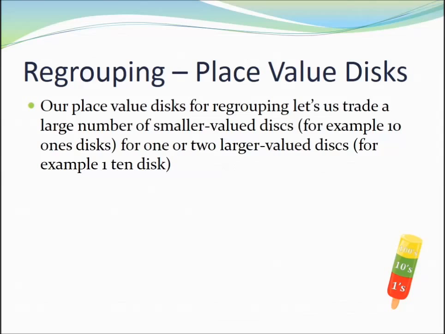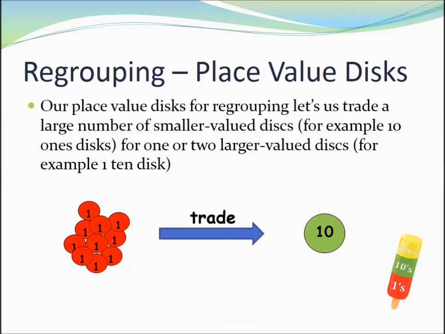Our place value disks allow us, for the purposes of regrouping, to trade a large number of smaller value disks, for example, 10 ones disks, for one larger value disk. So I can take my ten ones disks and trade them for one 10 disk. As I mentioned in our previous examples, if you end up with more than 9 disks in your column, that tells you right away, I'm going to need to regroup.